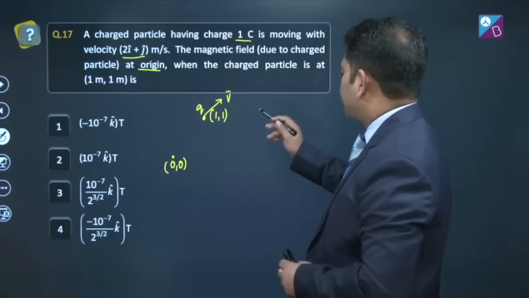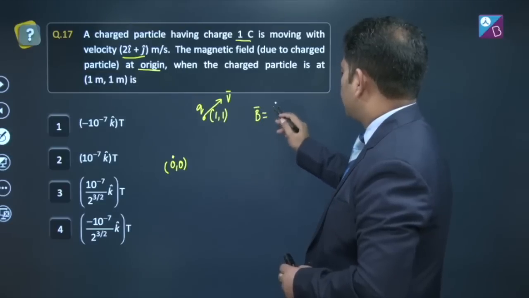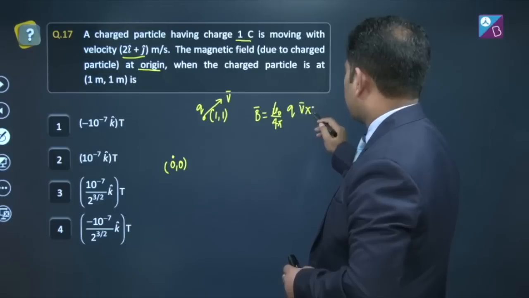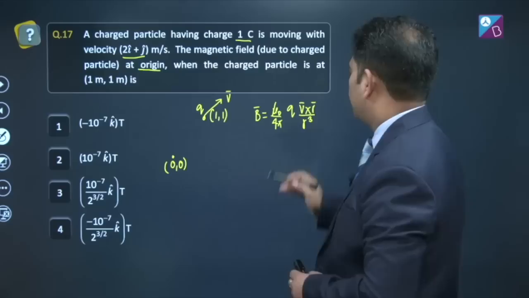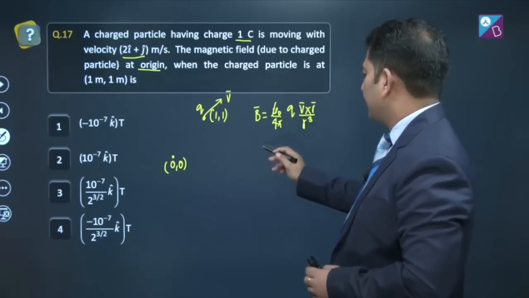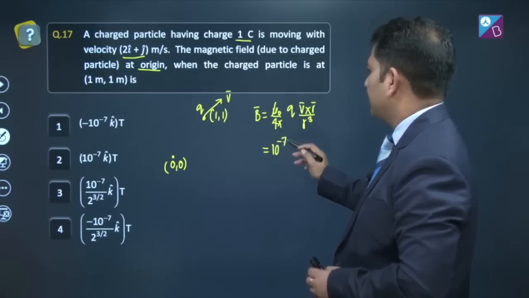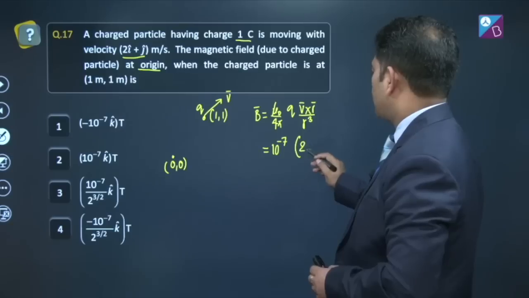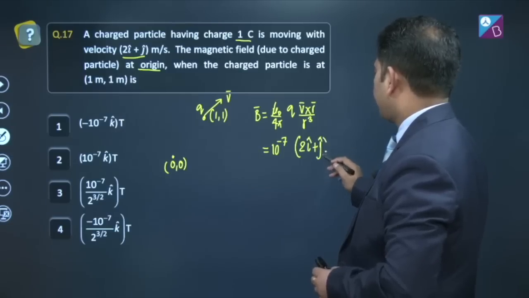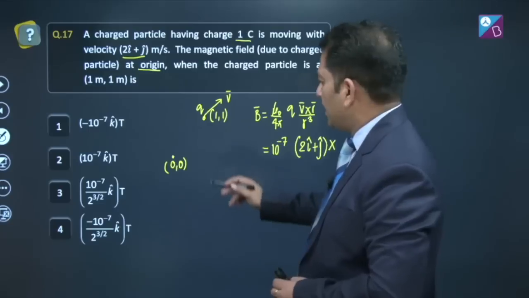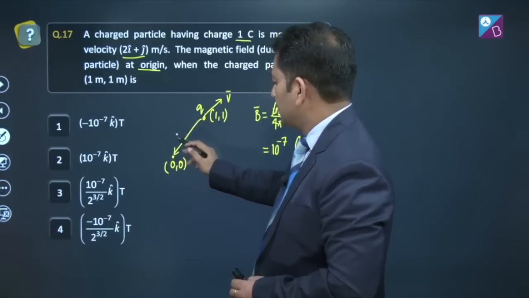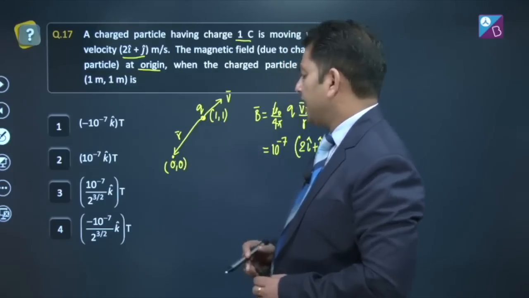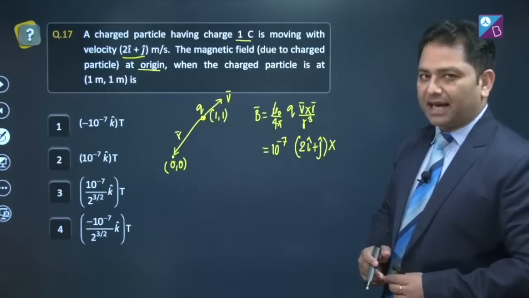Current के कारण से तो वो याद करते हैं, but there is also an expression due to motion of single charge. And that expression is B vector is equals to mu naught by 4 pi Q V cross R vector divided by R cube. Now let's see. Well, mu naught by 4 pi, ये तो बन जाएगा 10 raised to the power minus 7. Charge की value 1 coulomb, needless to write.